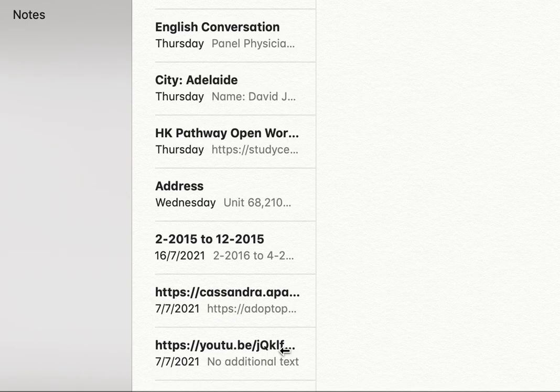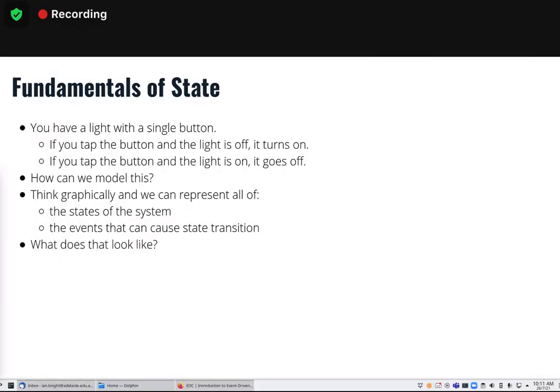So again, no wrong answers here. Try to think how we can represent each of the key things that we want to represent in this type of system. So how do we represent the states within the system? How do we represent the different events that cause us to move from state to state? What are the states and what are the events in the system?